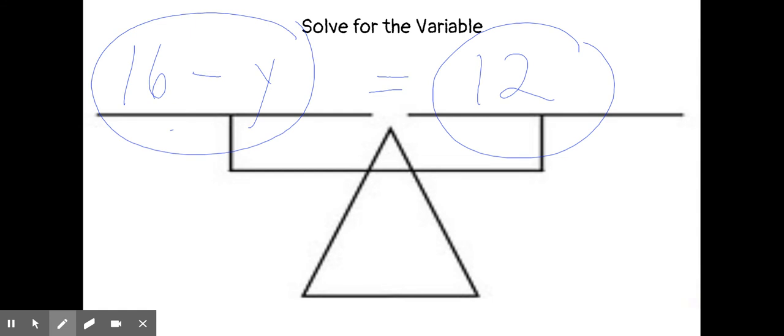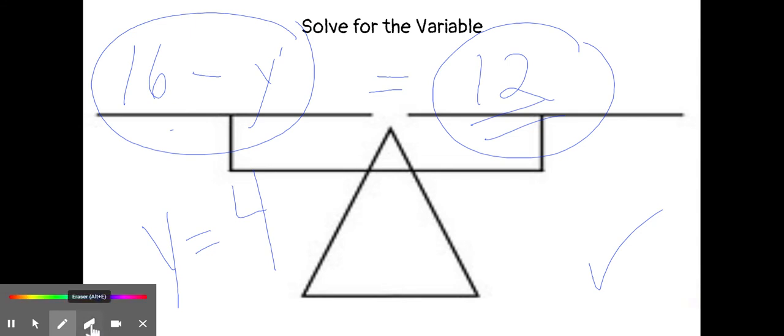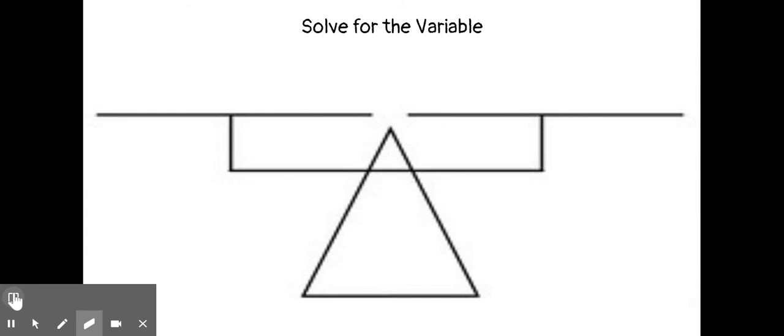Hopefully you hit that pause button, and at this time you've unpaused as we move along. So in order to make that work, y has to equal 4, because if we put 4 instead of y, then 16 minus 4 equals 12, and that checks out. Wonderful. So that's all I mean about solving for the variable. That's all I mean there.